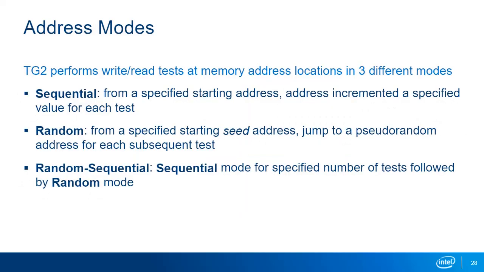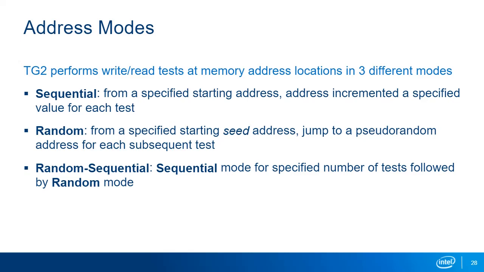To understand how to create custom traffic patterns, it's important to understand the modes available for how the traffic generator accesses external memory locations. There are 3 addressing modes available. The sequential mode is the simplest. A starting address is selected for a write-read operation. The address is incremented by a specified value, and a test is performed at the new location. This continues until the pattern completes.